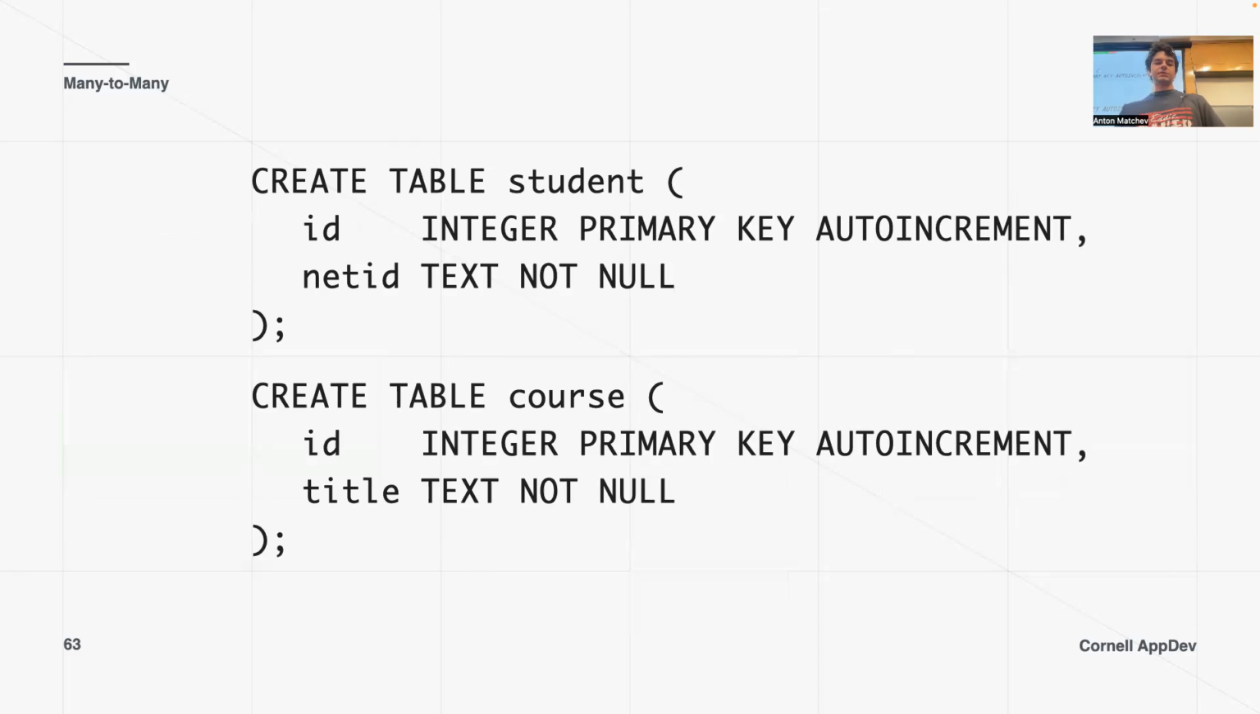So this is the syntax to create the two tables. This is pretty standard, like what we learned in the last two demos. Our student table and our course table both have a primary key of an ID, and then they have the net ID and the title.